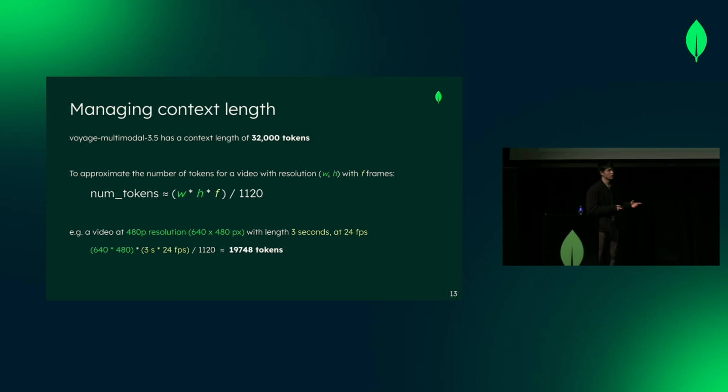And for example, if we have a video that's 640 by 480 pixels, so 480p resolution, and it's playing at 24 frames per second for 3 seconds, that's going to give us around 20,000 tokens, which fits comfortably within our context length of 32,000.